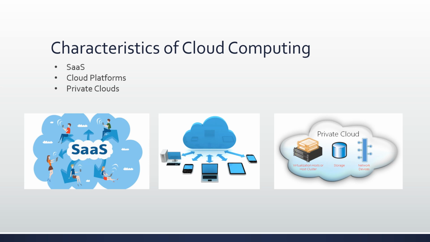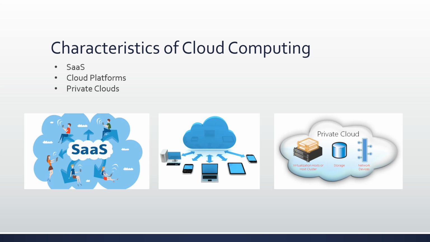As you see here, there are three main ones: software as a service, cloud platforms, and private clouds. Software as a service. Cloud applications are commonly called software as a service, or SaaS. This means that applications are run at data centers that are owned by someone else besides your organization, but they are accessible across the internet. These other organizations are called service providers.